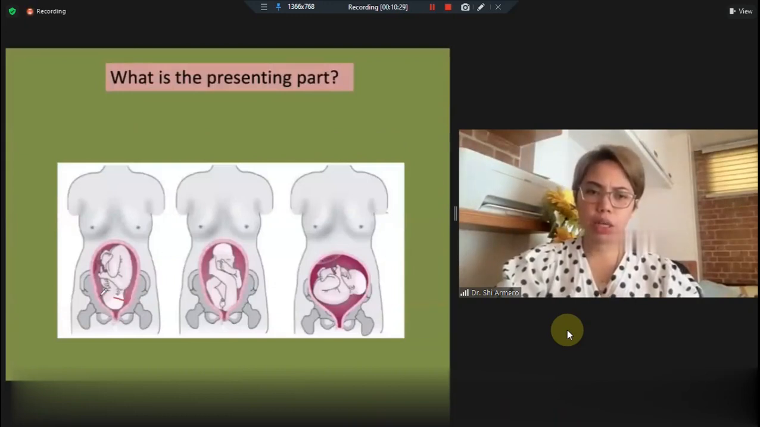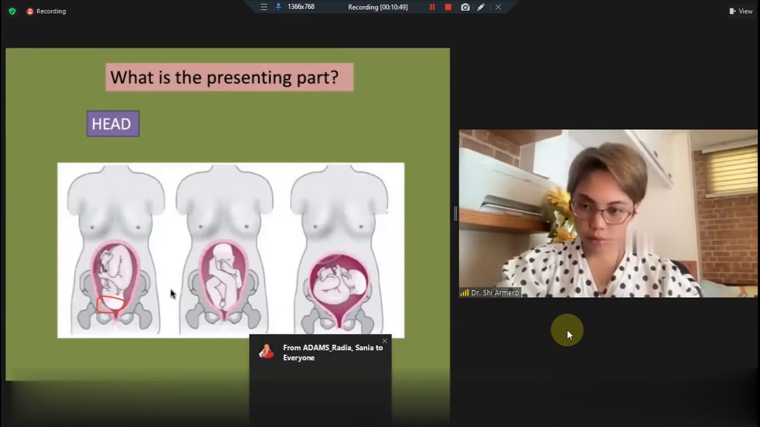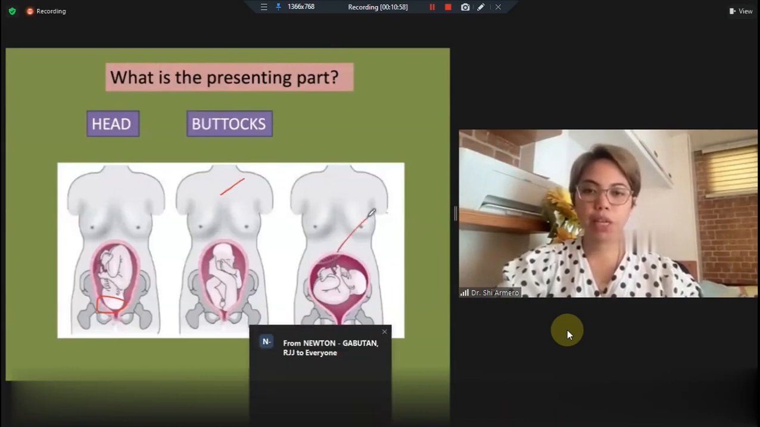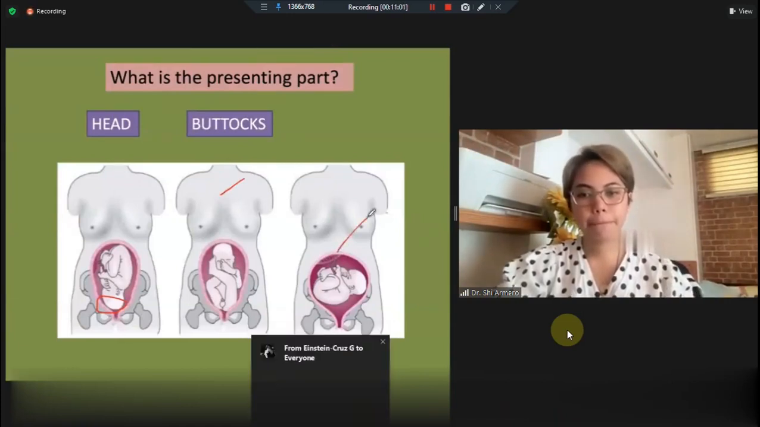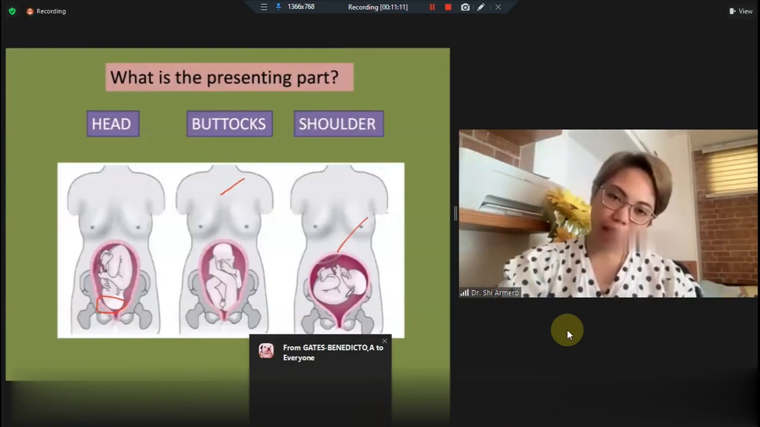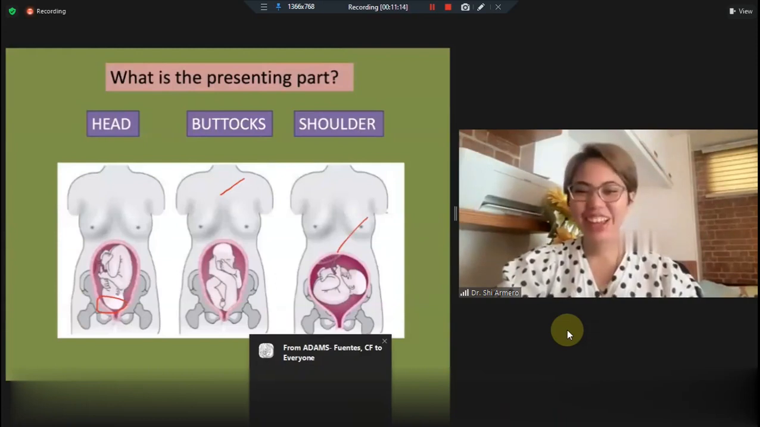Presenting part. Okay. When you are asked a presenting part, again, do not give me a color. If you are asked for a color, do not give me a presenting part. So presenting part, head. Okay? So not cephalic presentation, because the question is presenting part. What is the presenting part? Correct. Next, what's this picture? What's the presenting part? Buttocks. Correct. Ito, what's the presenting part? Oo nga naman, back nga naman. Pero shoulder siya. Kasi yung back, andun siya pagka-IE mo, it's a shoulder that you will feel.